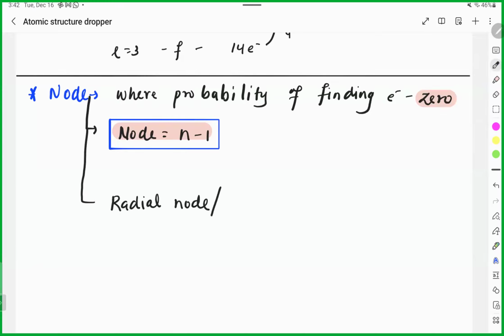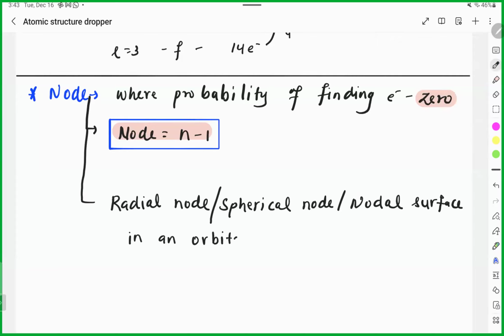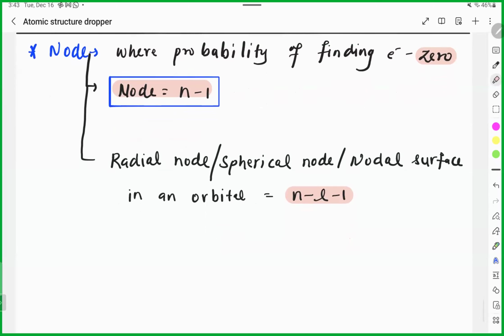This radial node is also known as a spherical node, or a nodal surface. Basically, it is a spherical or radial node or surface in an orbital. This value will be equal to n minus L minus 1. I'll show you with an example. Don't worry about remembering the names and formulas; I'll show you how to calculate this.